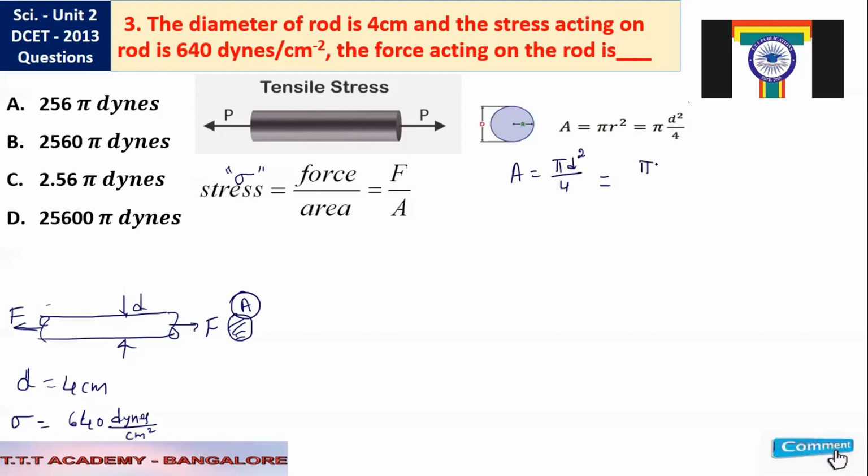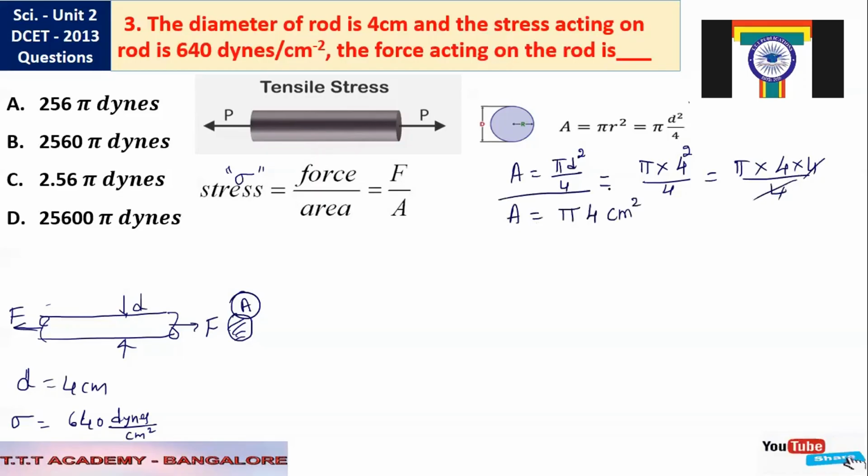That means pi into the diameter 4 squared divided by 4. Pi into 4 square, we can write 4 into 4 divided by 4. Then the 4 gets cancelled. Therefore, finally, the area is equal to pi into 4 centimeter square. That is the area of the circular rod. Then the stress is given, that is 640 dyne per centimeter square.